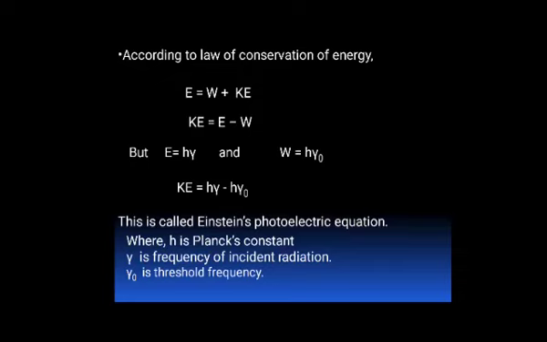Here h is Planck's constant, nu is frequency of incident radiation, and nu naught is threshold frequency. So what is Einstein's photoelectric equation? Kinetic energy is equal to h nu minus h nu naught. Hope you have understood all these.